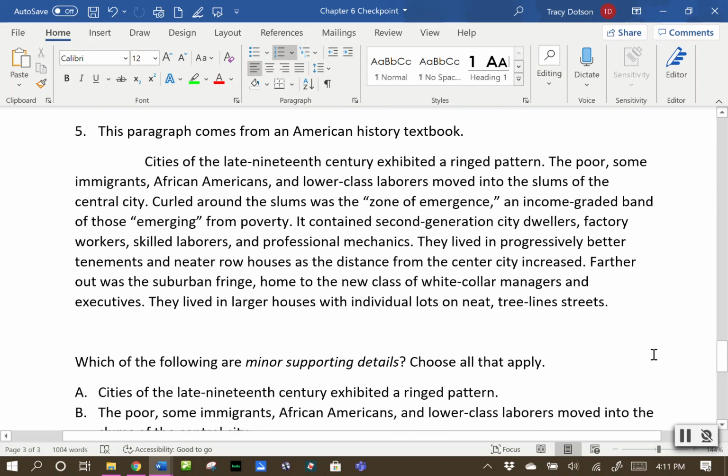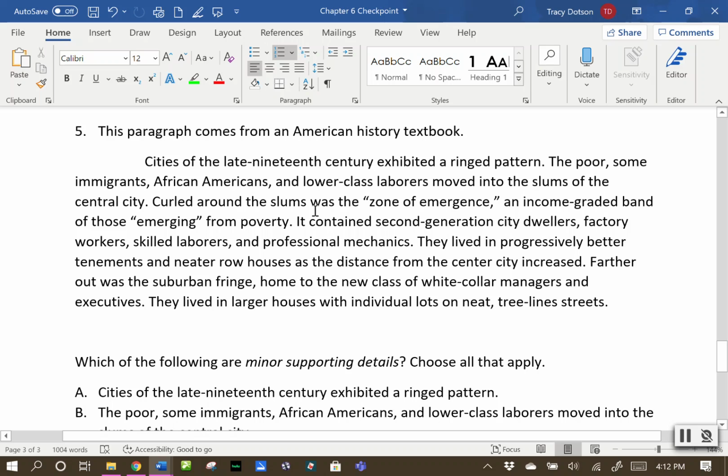Finally, number 5. This comes from an American history textbook. Cities of the late 19th century exhibited a ringed pattern. The poor, some immigrants, African Americans, and lower class laborers moved into the slums of the central city. Curled around the slums was the zone of emergence, an income-graded band of those emerging from poverty. It contained second-generation city dwellers, factory workers, skilled laborers, and professional mechanics. They lived in progressively better tenements and neater row houses as the distance from the center city increased. Farther out was the suburban fringe, home to the new class of white-collar managers and executives. They lived in larger houses with individual lots on neat, tree-lined streets.